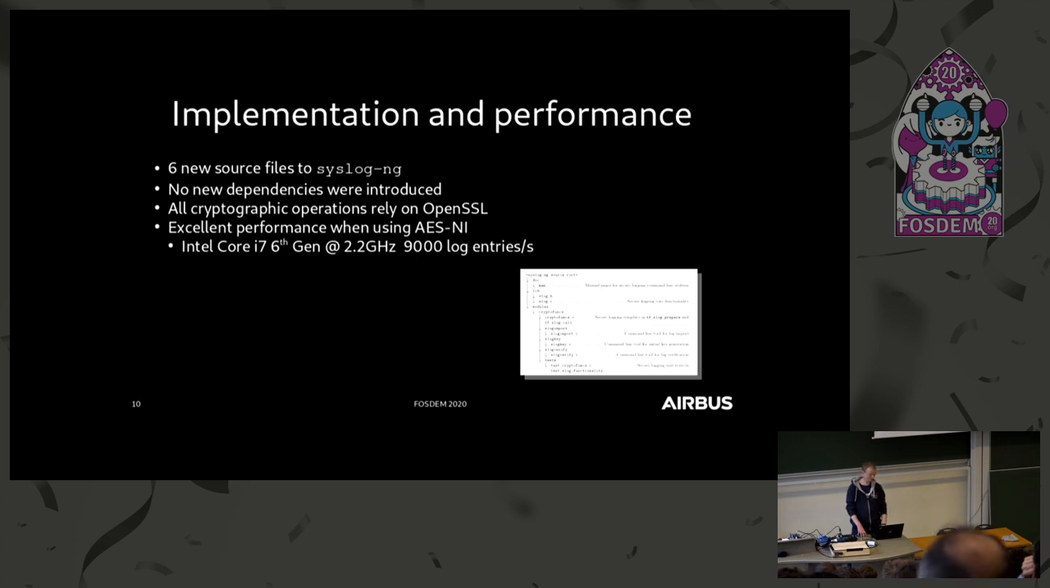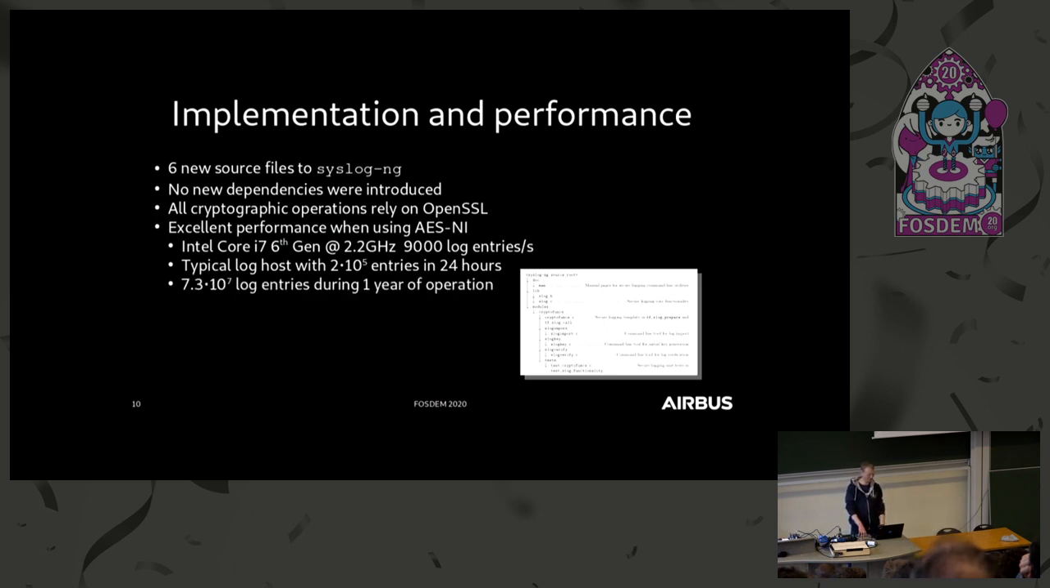Just to give you some numbers: on a development machine with these parameters, we were able to digest about 9,000 log entries per second, which is much more than we normally have in normal operation. A typical log host on our airplane has about 200,000 log entries in 24 hours. If you extrapolate this to 1 year, you will have about 73 million log entries per year. And still, we can do the key derivation in less than a second. So that's very, very efficient.